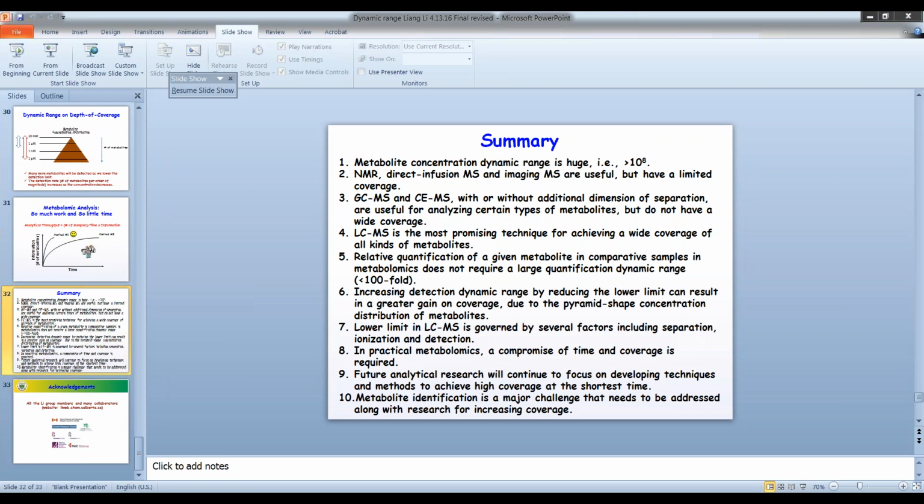Because in the end, when you detect a lot of peaks, if you cannot identify them, then you cannot tie it up with the biology and the clinical information. So those are these two things: a database for metabolite ID, and also the software for processing those isotope-labeled metabolites, which are the primary focus of research, and I think it's getting there.